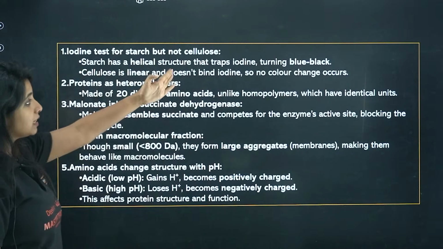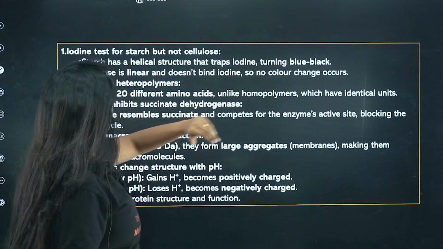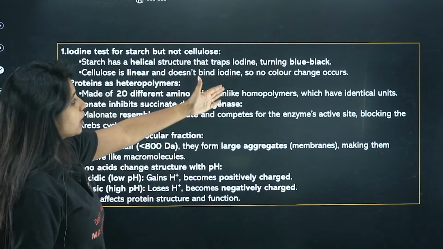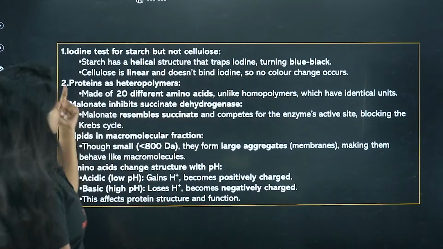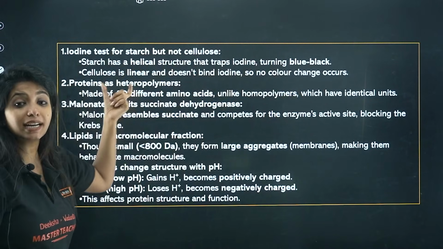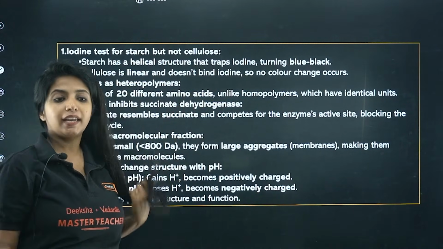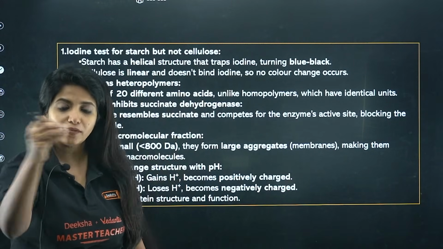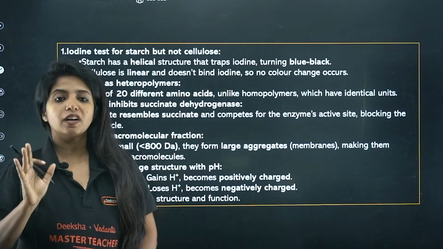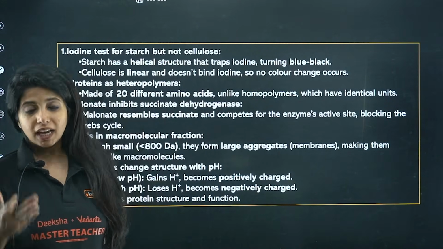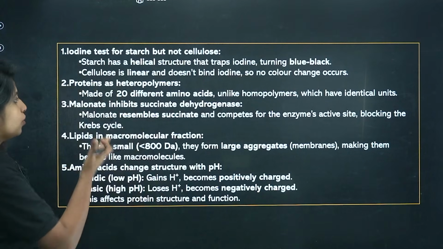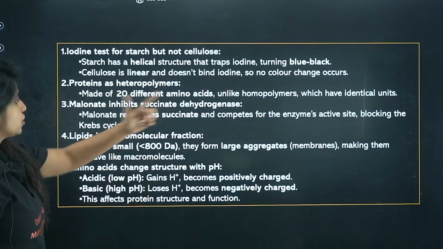So starch has a helical structure that traps iodine, turning blue-black, and cellulose is linear, does not bind iodine, so no color change occurs. Proteins are heteropolymers made up of 20 different amino acids. So we have so many different amino acids. Sometimes few of them will be different, but anyway we have 20 different amino acids, and with the help of that, we make the polymer, the protein.